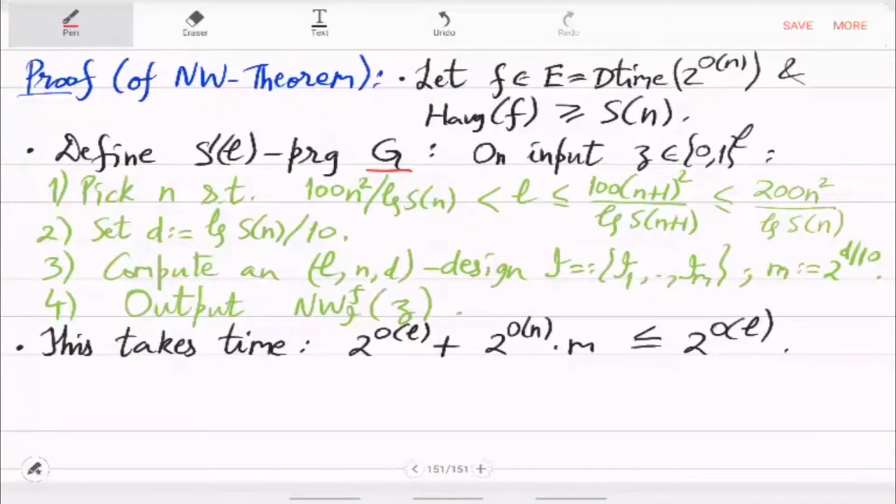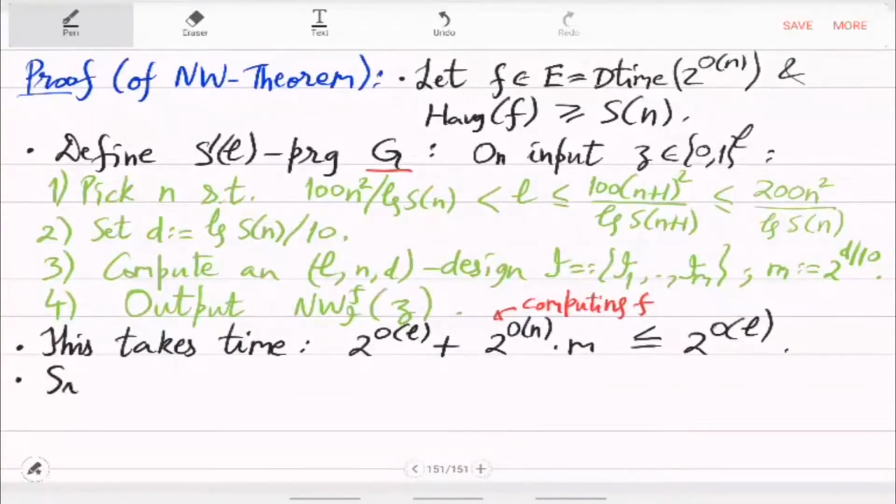So let me just mention that this is for computing f. For computing f by the truth table, you can compute in 2 raised to n time. So we are using that, and 2 raised to L is for the design. So n is obviously smaller than L, and m is just something like 2 raised to d. So you still get 2 raised to L. So it's fast. We can say it's explicit.